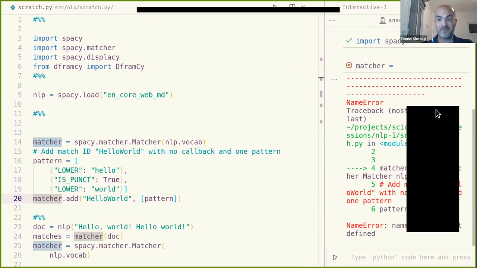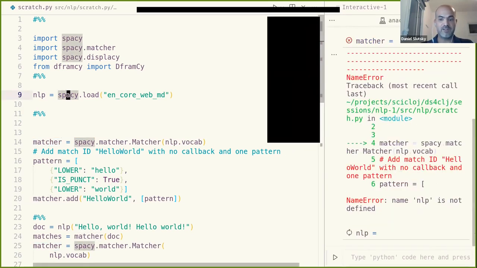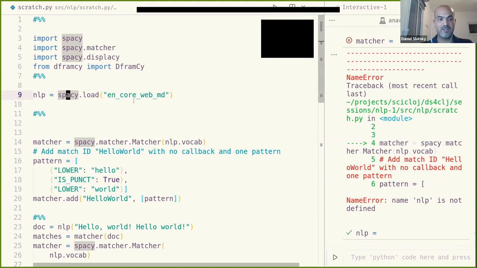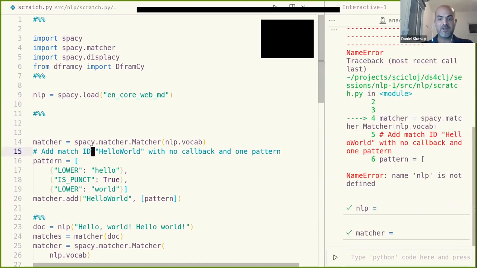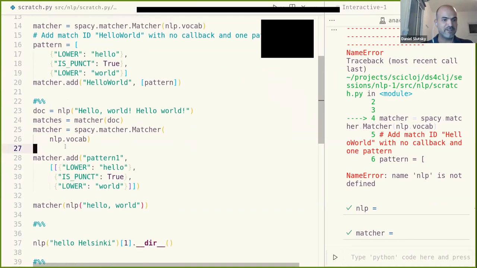Oh, an error. Oh, right. I haven't evaluated this. Sorry. Now it is loading. Let me take some time to load. And now we can create the matcher. And then we can, have I duplicated it?